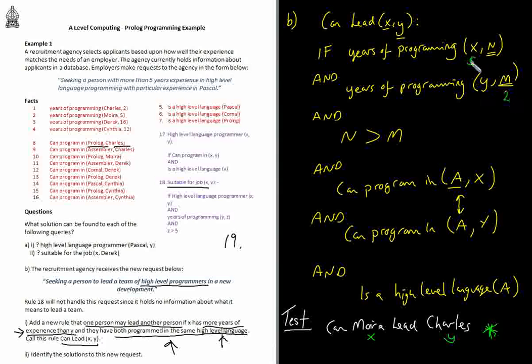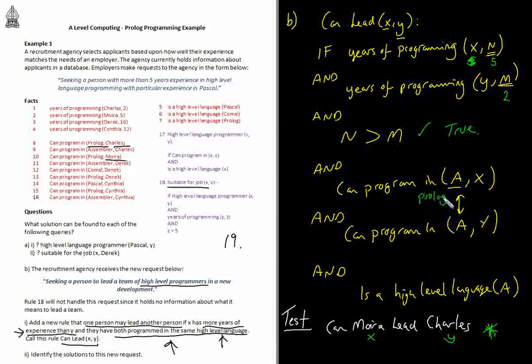So the M is going to be 2. It's N that's going to be 5. X will be 5, so N's 5. And M is 2. Now, is N, 5, greater than 2? Well, that's true. So I'm okay there. So far, Moira can lead Charles. Let's see what they can program in. Let's take Moira. Moira can program in Prolog. And that's all I can see. So Moira can program in Prolog.